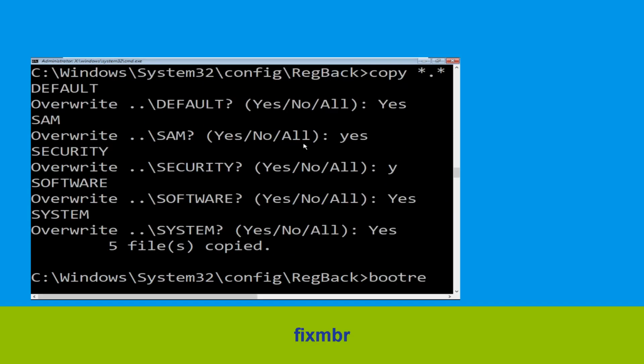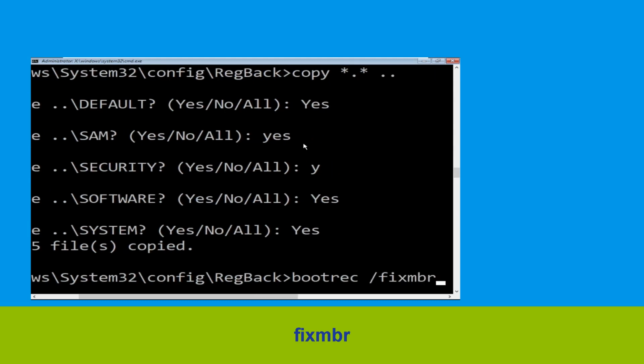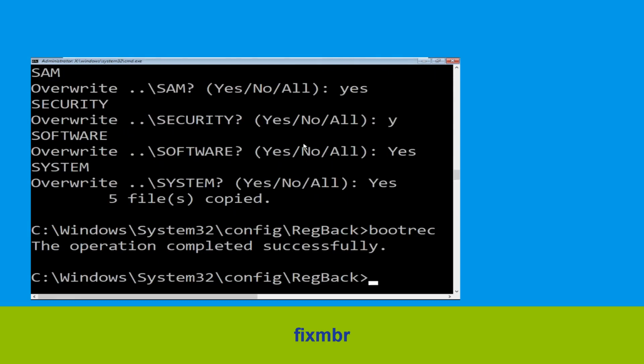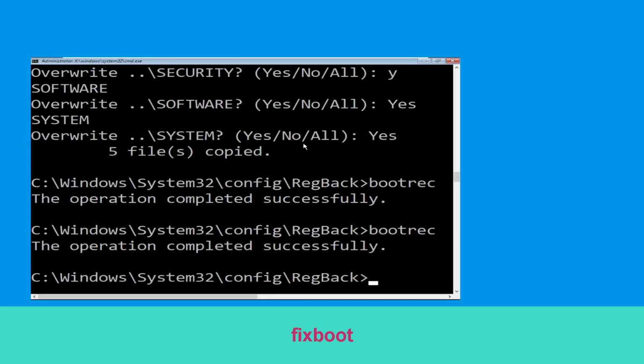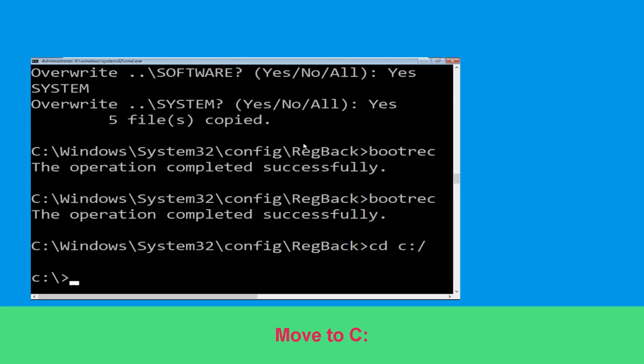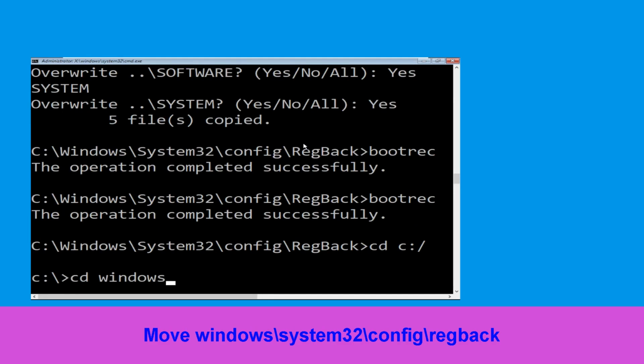Now execute this command. Type bootrec /fixmbr and simply hit enter. Now type bootrec /fixboot and hit enter to execute. Now type in cd c:\ and simply hit enter to execute the command. Now type cd Windows\system32\config\regback and hit enter to execute.